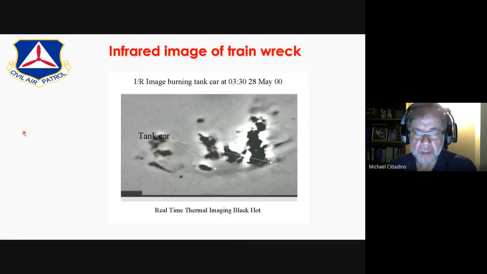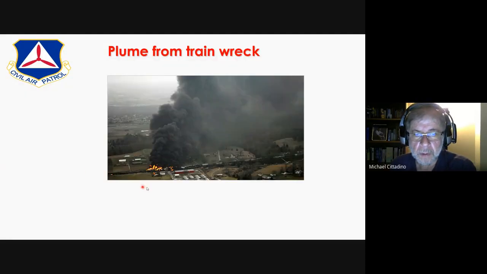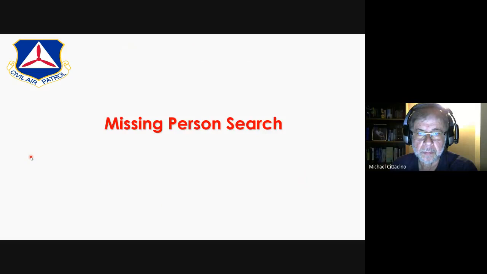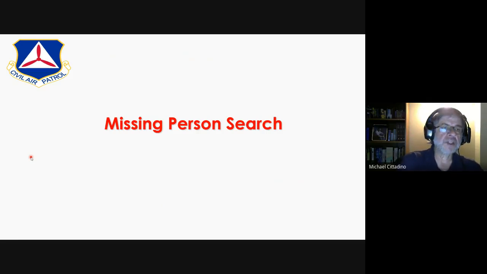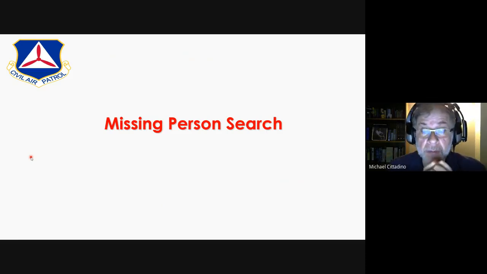This one's an infrared of trains on cars that have been crashed and tank cars that are on fire. And here's a visual of a train crash or train wreck with some cars on fire. So that's simply an idea of what sort of things we're actually out there looking at when we do damage assessment.